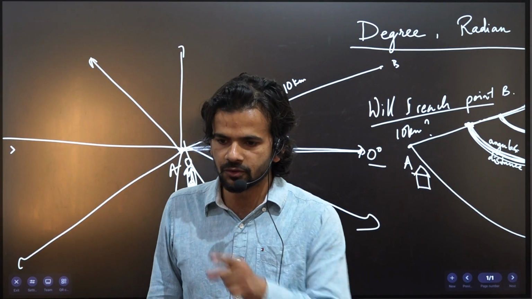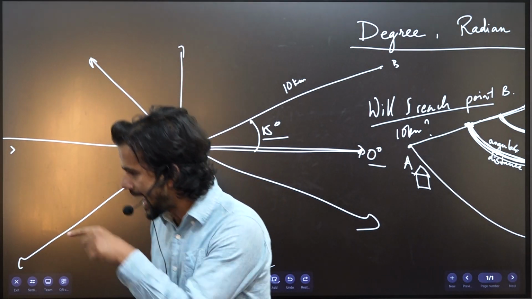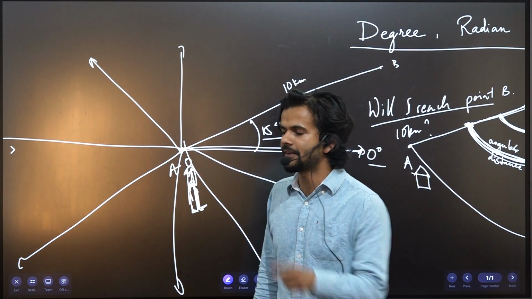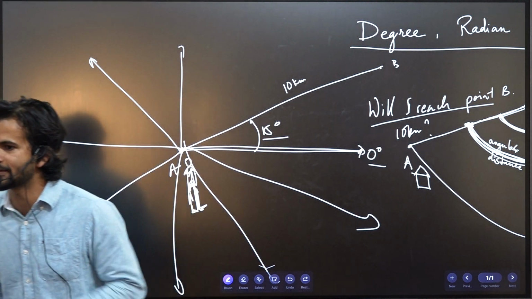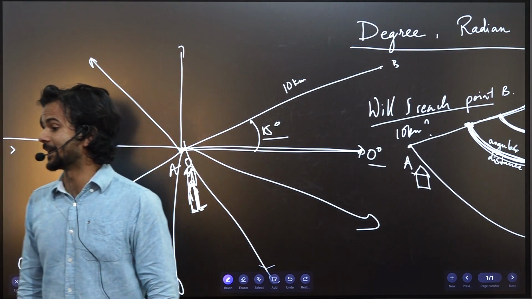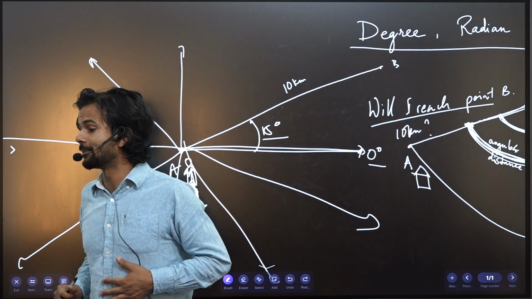Two things are important. One is the distance. The other one is angular distance. But if I say only angular distance, will you ever reach B? You will reach B if you keep on walking, but you will not know where to stop.